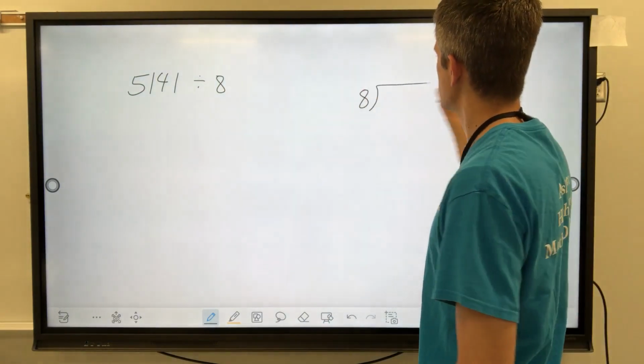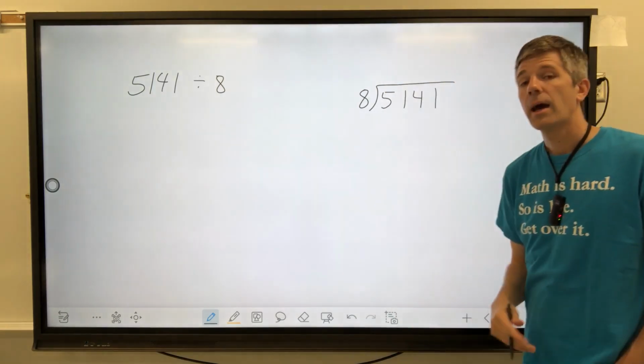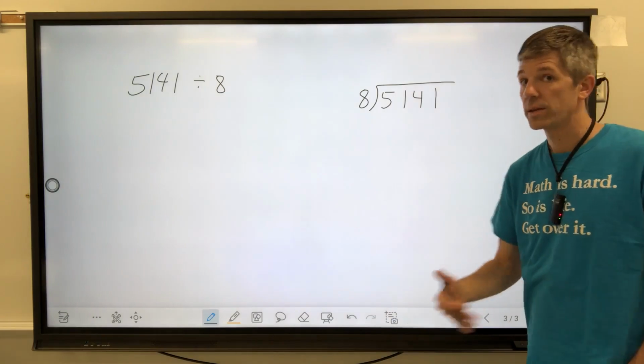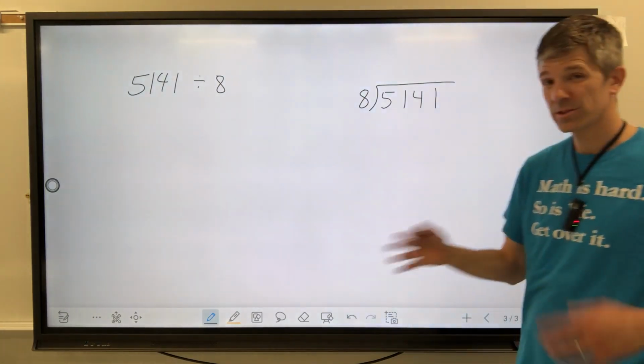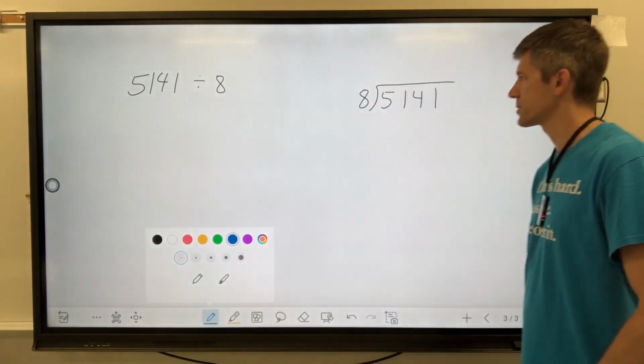8 goes into 5,141 how many times? And the way that I learned it and the way that some of you may have learned it is going to look like this. And I'm going to switch colors a lot in this process just so things don't all run together completely.